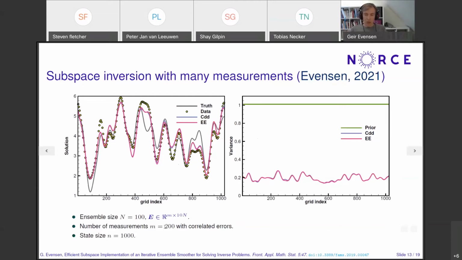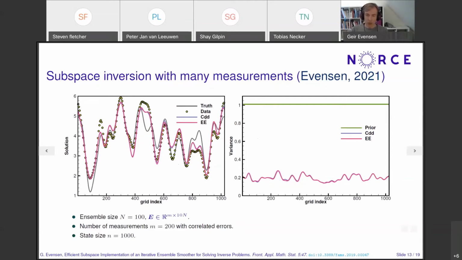And I used 200 measurements, so I have twice as many measurements as ensemble members. And I use correlated errors, so you can see all the measurements are correlated with each other, so they follow more or less the same line. And they are measurements of the truth, which is this line here. And then the state size is 1000.